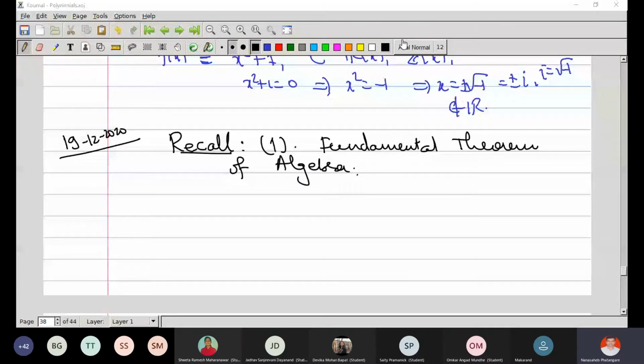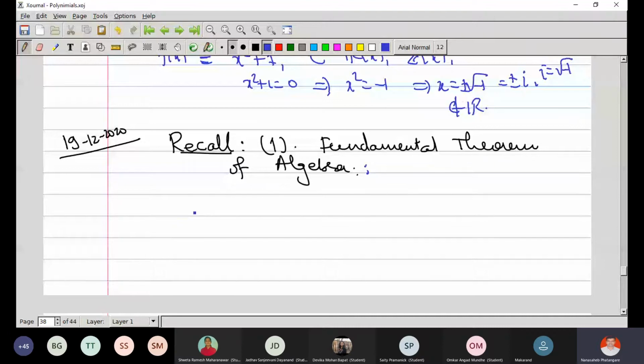Okay, so what we were discussing last time, roots of polynomials, right? And in that we saw the statement of the fundamental theorem of algebra. So what does the fundamental theorem of algebra say?